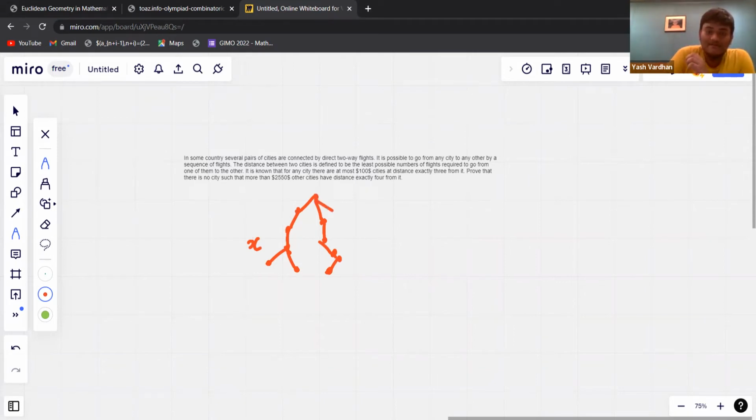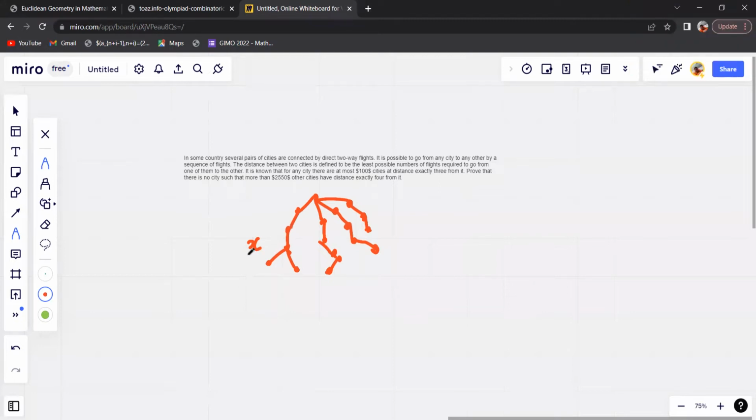There comes a very short observation that will solve this in the case of a tree, using the condition that for any city there are at most 100 cities at distance exactly 3 from it. From the topmost point, we can have at most 100 branches. That is obvious, but you need to bound x with respect to something. Here x is defined as follows: I consider one branch and the vertices that are at distance 4 from the top vertex.